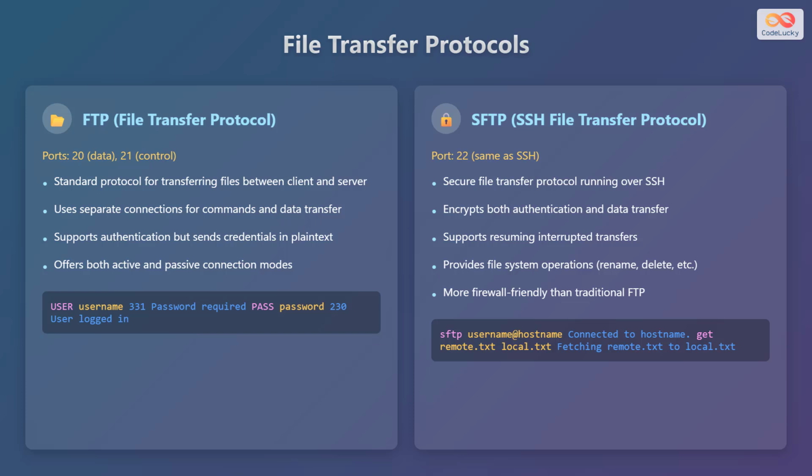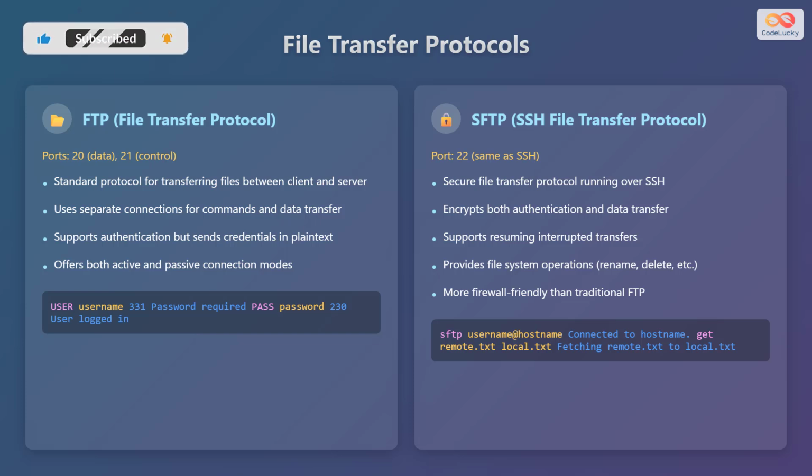Next, the Secure File Transfer Protocol, or SFTP, uses port 22, the same as Secure Shell or SSH. It is a secure file transfer protocol running over Secure Shell, or SSH. It encrypts both authentication and data transfer and supports resuming interrupted transfers. It also provides file system operations like rename and delete, and is more firewall-friendly than traditional File Transfer Protocol, or FTP.